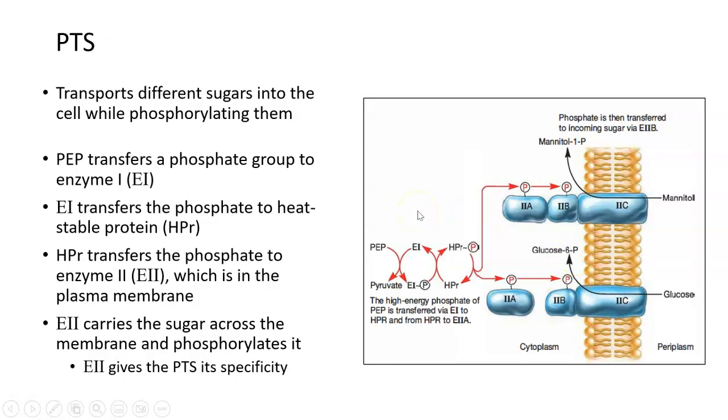And so this whole transport system relies on the transfer of phosphate groups from PEP to enzyme 1, to heat protein, and then to enzyme 2, and finally to whatever sugar is being moved into the cell. And enzyme 1 is shared for every single type of sugar that's moving into the cell via this mechanism, but there's a different enzyme 2 for every single sugar. Mannitol has an enzyme 2, glucose has an enzyme 2, fructose, sucrose, dextrose. Every single sugar will have its own enzyme 2, and that is why down here it says enzyme 2 is what gives this transport its specificity, because there's a specific enzyme 2 to transport each individual sugar.